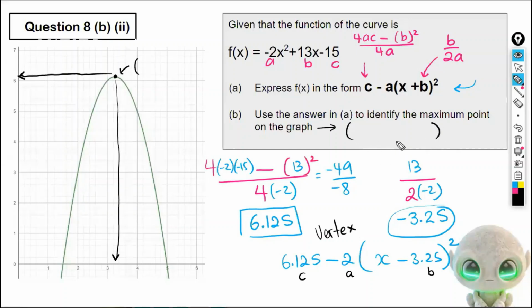Remember, all maximum and minimum points will have an x value and a y value. The x value is the opposite of the number in the brackets with the x. So when you look in the brackets, you see negative 3.25. The x value is the opposite of that, which is positive 3.25. And the y value is the value outside, but you don't make it the opposite. You take that value as it is. So you get 6.125, right? And so this would be it here, 3.25 and 6.125. That's the actual maximum point.